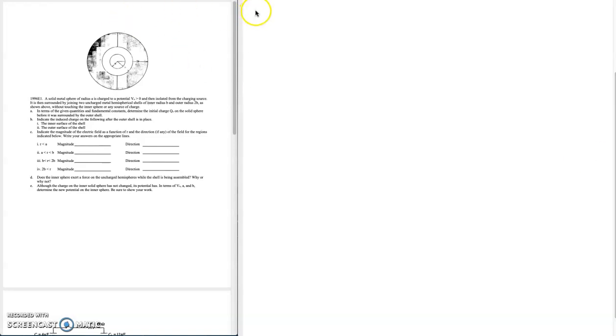So for part A, they want us to determine the charge on the solid sphere before it's surrounded by the outer shell in terms of the given quantities. Now for a spherical charge or a point charge, we've previously figured out that the electric potential is kq over r. In this case, we know what r is, k is a constant of the universe, and v naught is one of the givens. So we can just rearrange this equation to solve for the charge on the sphere. And in this case, the radius is a.